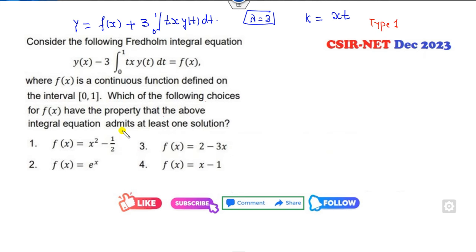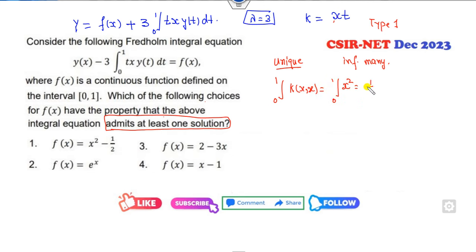Which of the following choices admits at least one solution? Admits at least one solution means either a unique solution or infinitely many solutions. So can you find the eigenvalues? What is the integration from 0 to 1 of K(x, x), which is x square, giving 1 over 3? So the eigenvalue is 3.